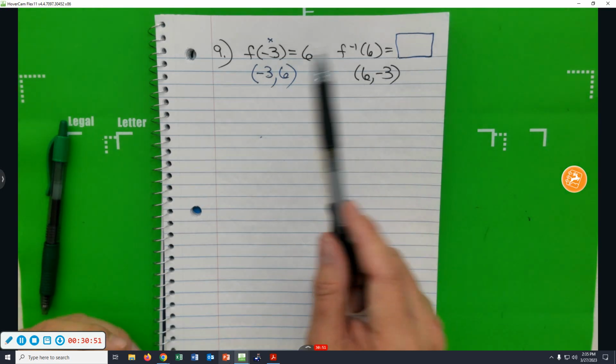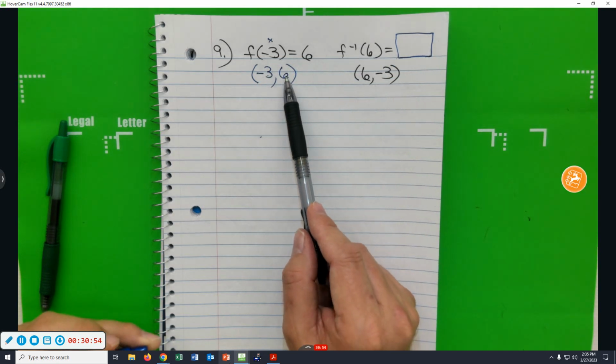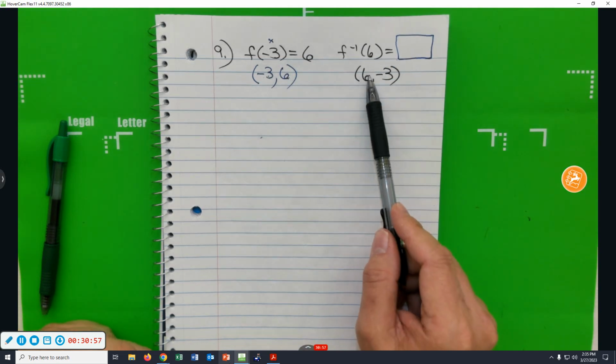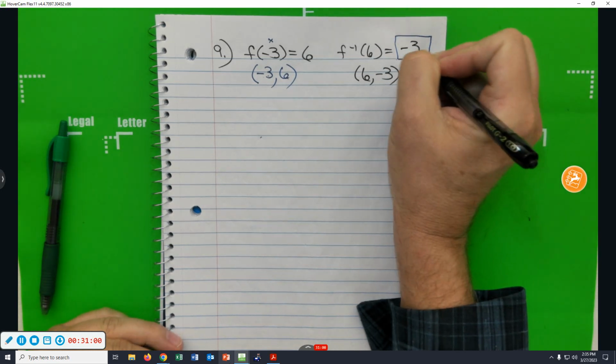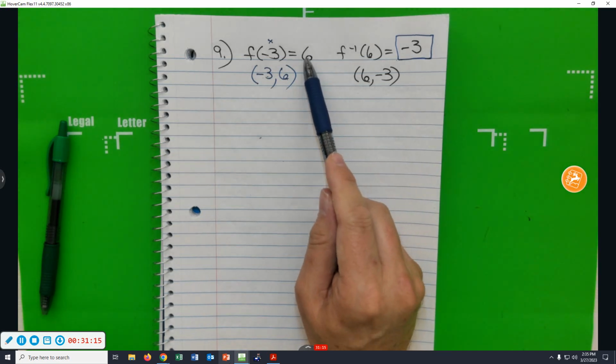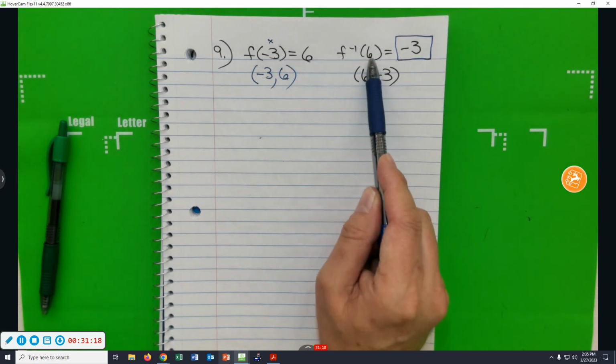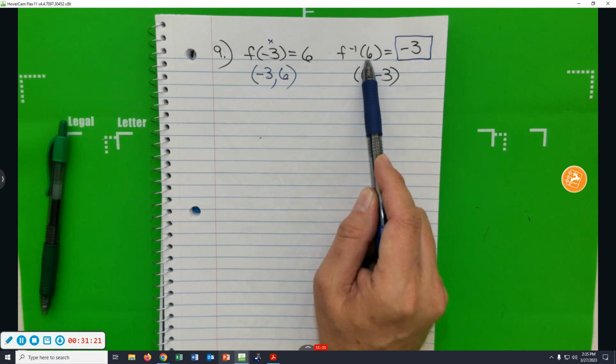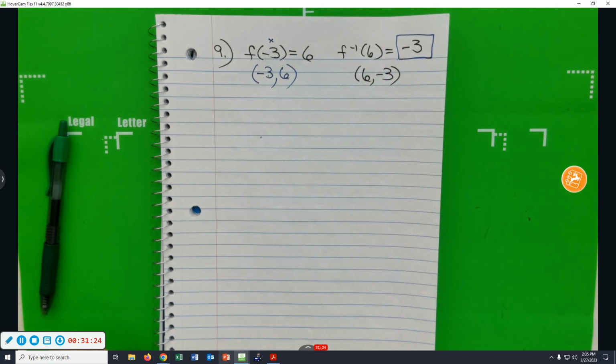So if negative 3, 6 is the ordered pair in f, then 6, negative 3 has to be the ordered pair in the inverse. Any questions on our logic? I think the problem here is just trying to make sure you realize that the y values in the original function become the x values, the things in the parentheses, when you're looking at the inverse. Any questions there? I'm waiting to see why it's so easy, but it's going to get hard.